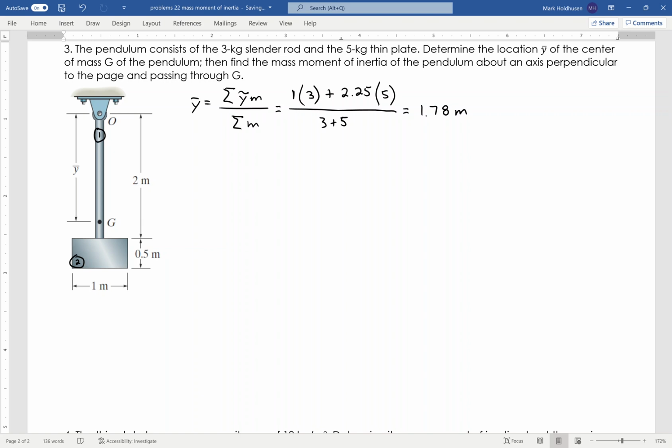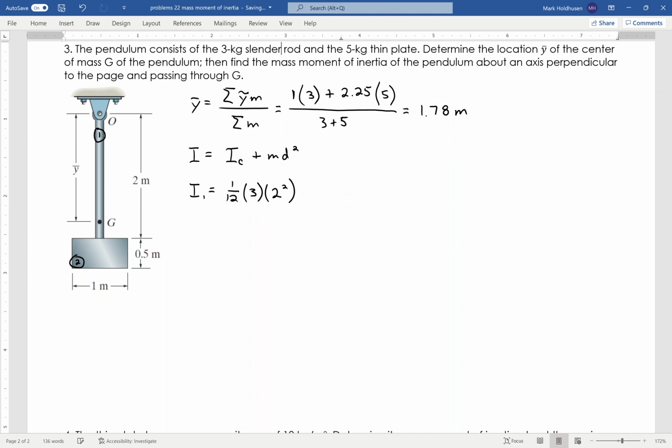Now, I need that because that's the point about which I want to find the moment of inertia of the entire thing. So I'm going to break it up into pieces, and find the moment of inertia of each piece about point G, for which I use the centroidal moment of inertia plus the mass times the distance away squared. For a rod, I look that up in the back of the book. About the center of a rod, the moment of inertia is 1/12 ml squared, where m is 3 for this rod and l is 2.